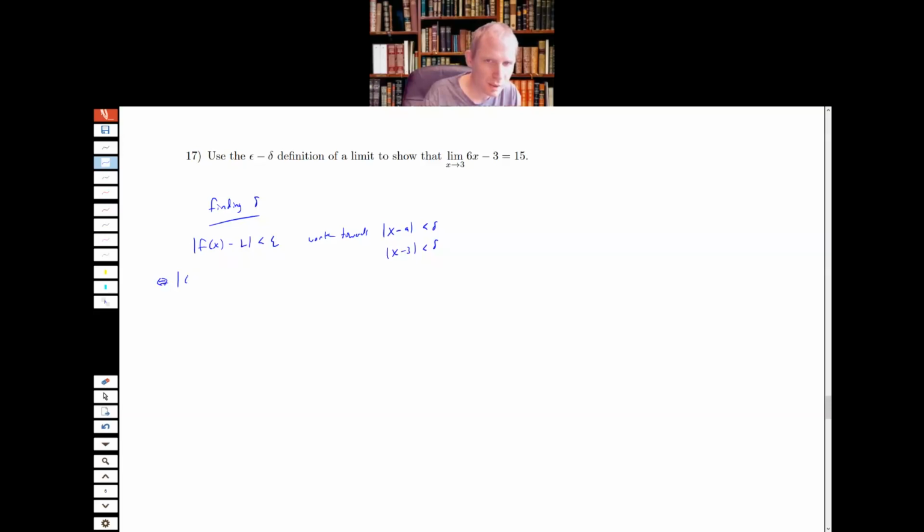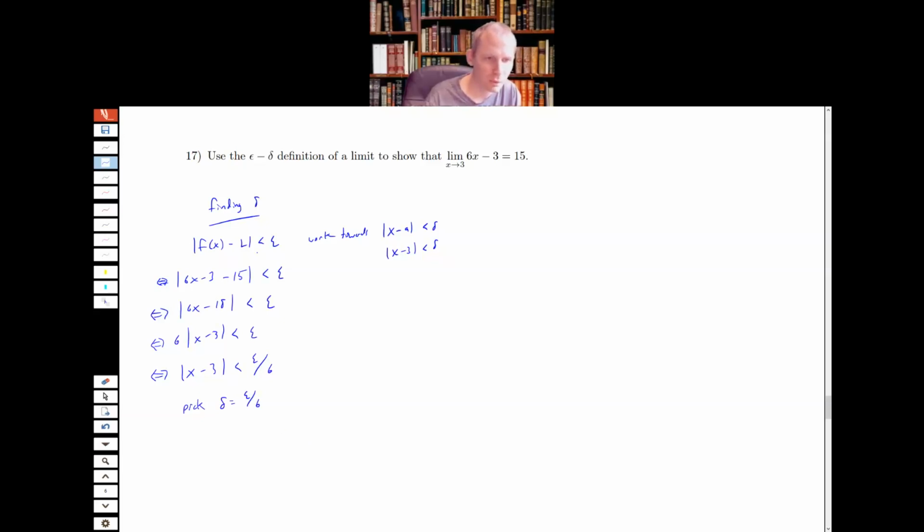The f of x is 6x minus 3. The L is 15. Okay, so 6x minus 3 minus 15 is 6x minus 18. Since I'm working towards an x minus 3 and I have a 6x, I'm going to factor out a 6. And then if I divide both sides by 6, I will have that absolute value of x minus 3 is less than epsilon over 6. And so if I want x minus 3 to be less than delta, and I have an epsilon over 6 here, then we're going to pick delta equals epsilon over 6.